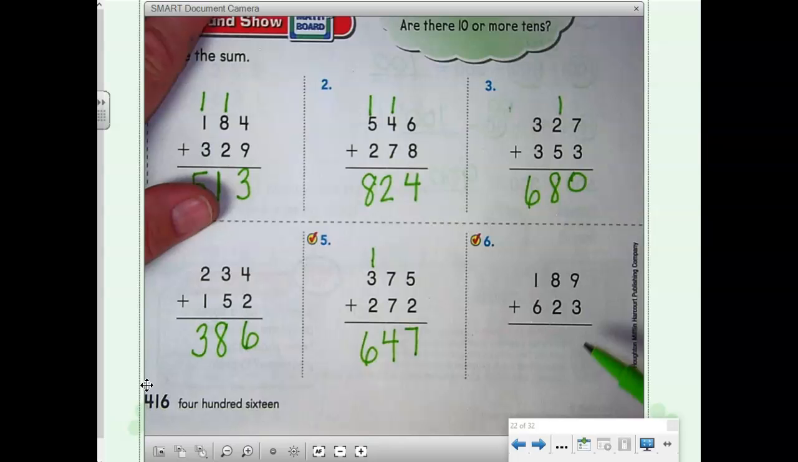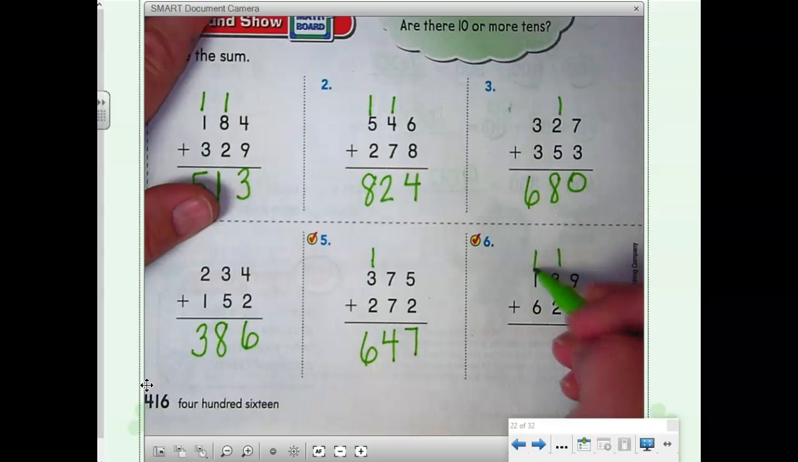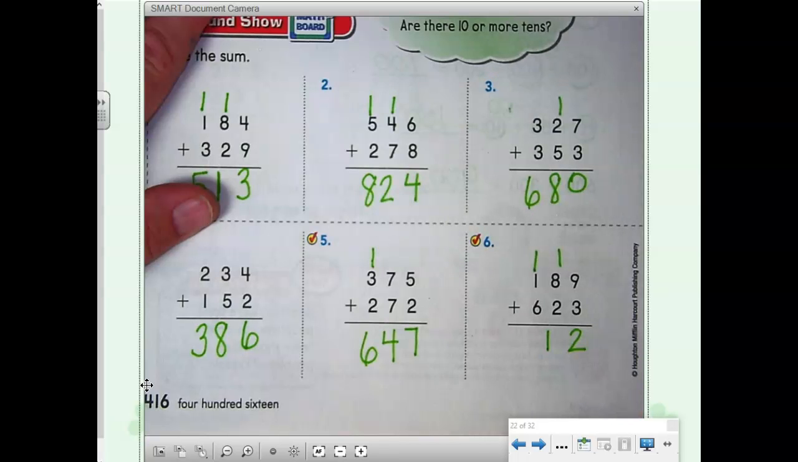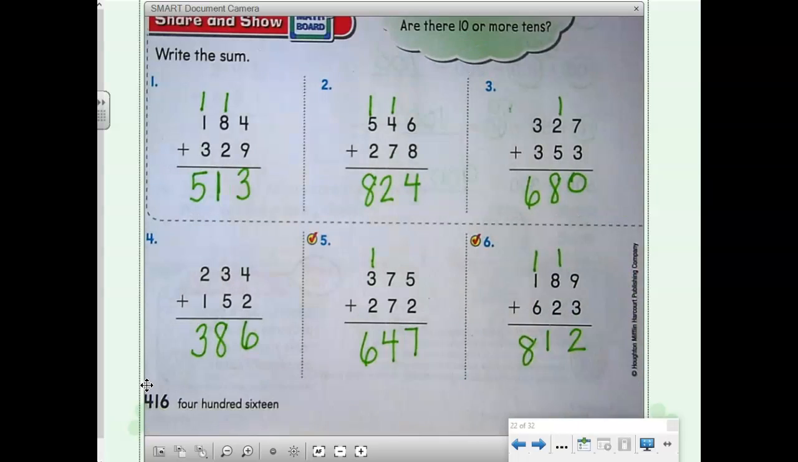Number 6, 189 plus 623. 9 plus 3 is 12. 1 ten and 2 ones. 1 plus 8 is 9. 9 plus 2 is 11. 11 tens is 100. 110. In your hundreds, 1 plus 1 is 2. 2 plus 6 is 8. 812. Check your work.